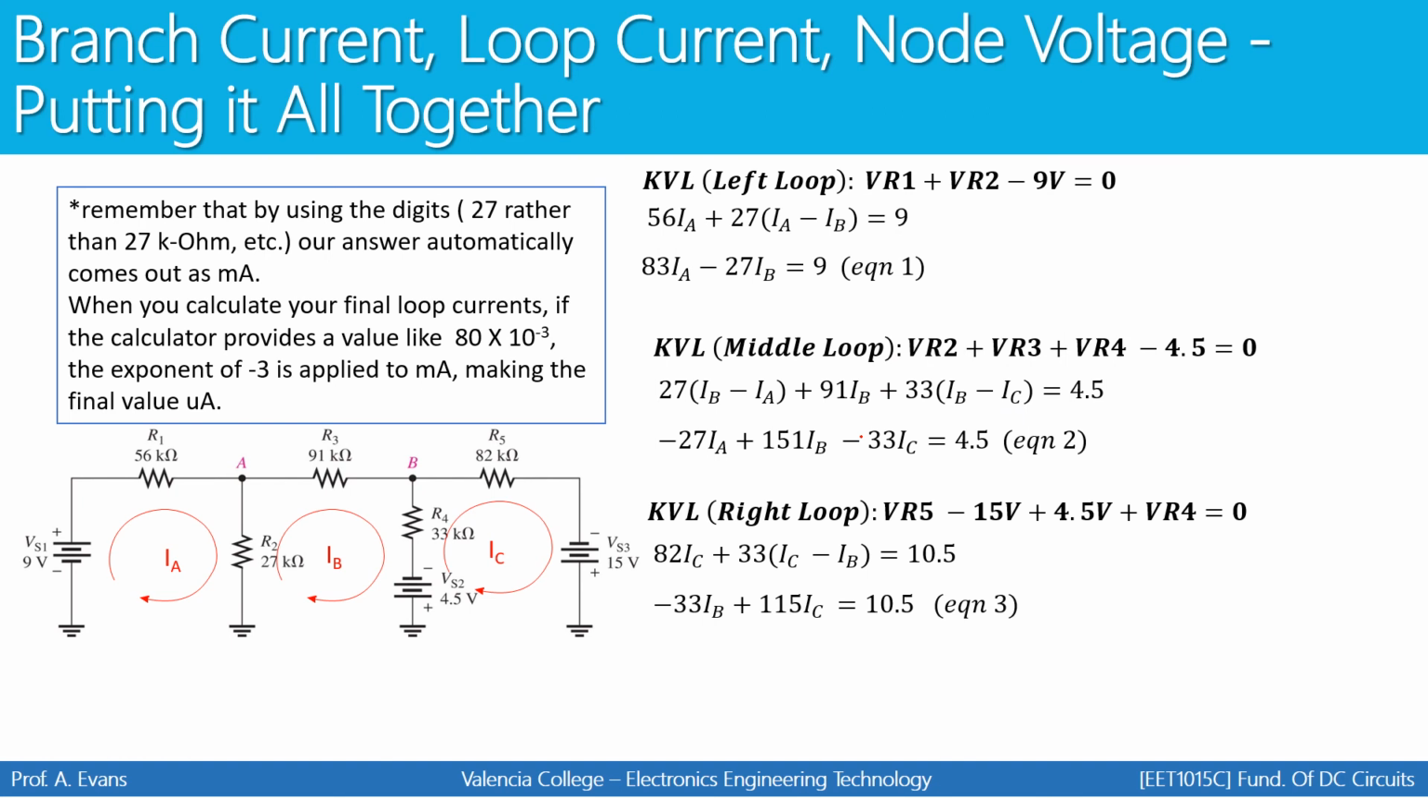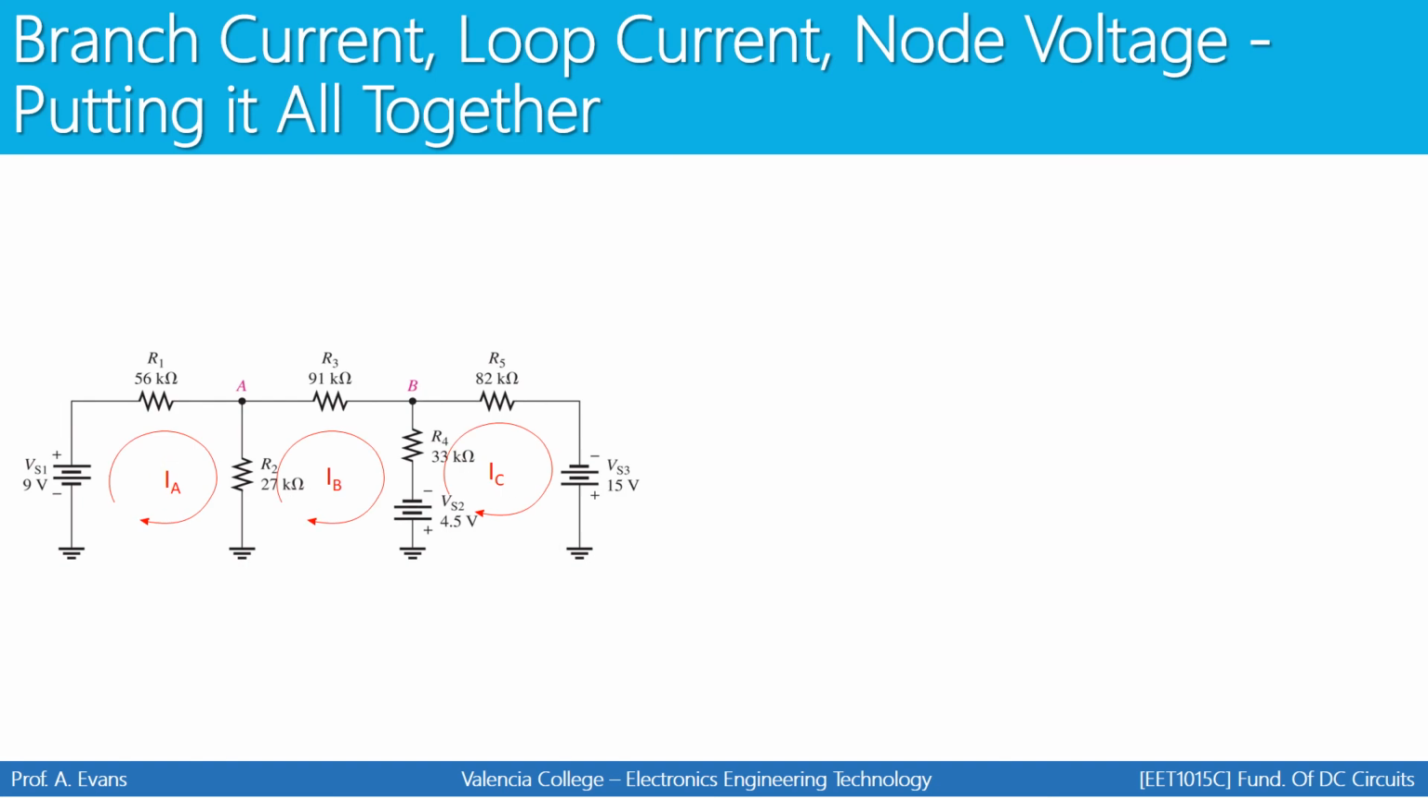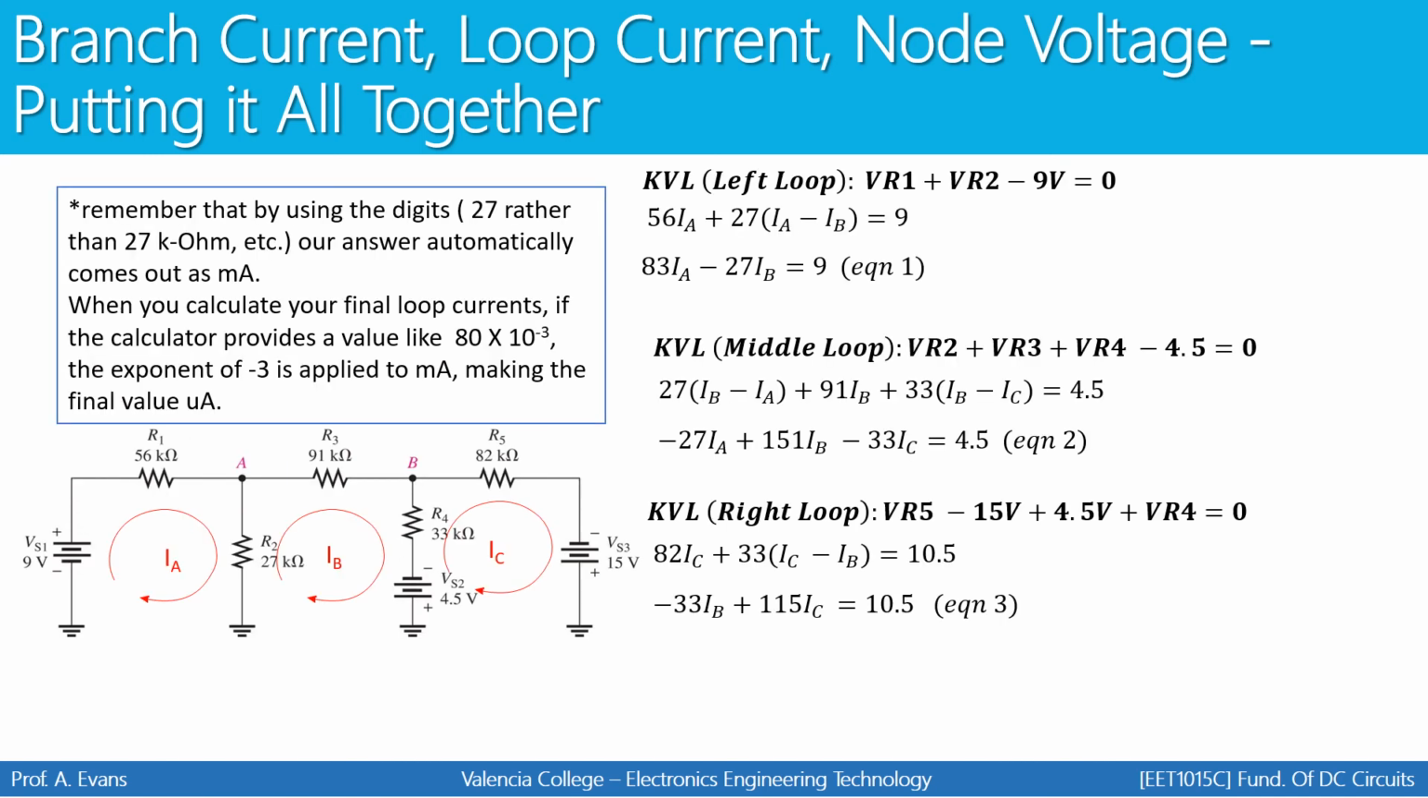And now we're going to solve this either using algebra or a 3x3 matrix. Here's the algebraic solution. We're going to take equation 1 and write it in terms of IA. So I'll go back to equation 1. Equation 1 is right here. I'm going to solve that for IA.